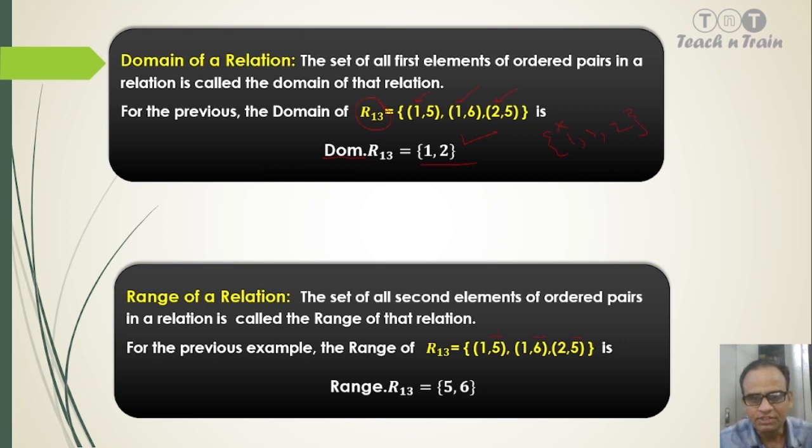One element of this range is repeating itself, that is 5. But we can't write 5 two times because repetition of elements in a set is not allowed. So the range of relation number 13 will contain only two elements, 5 and 6.